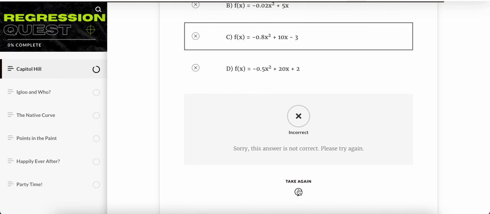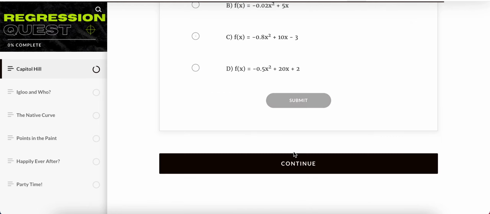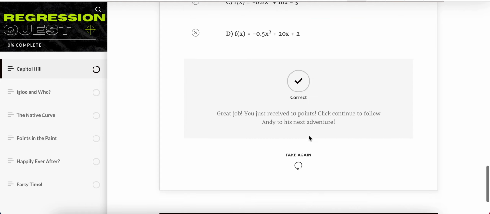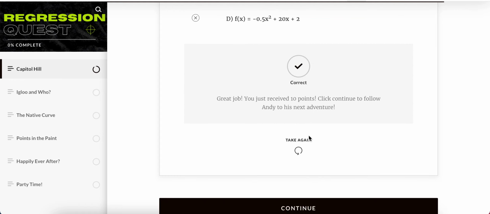So I'm going to click Take Again just to show you, if it didn't tell me what the correct answer is, which I do know the correct answer is A here. What would happen is it would say, congratulations, great job, you've just received 10 points. 10 points toward our 50-point goal.